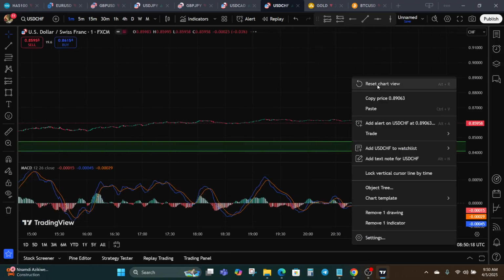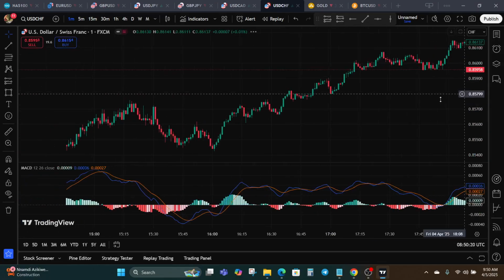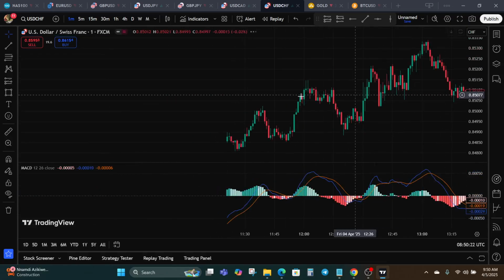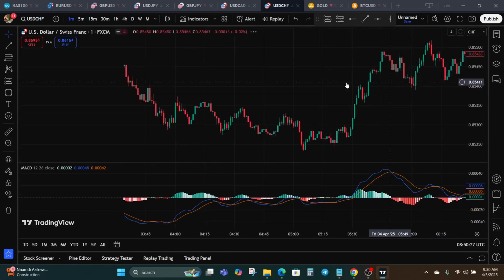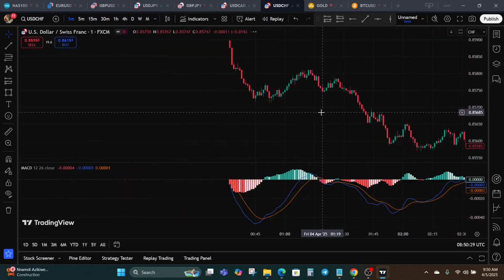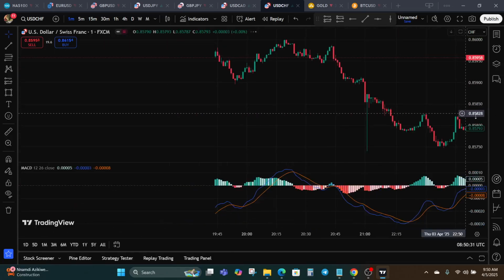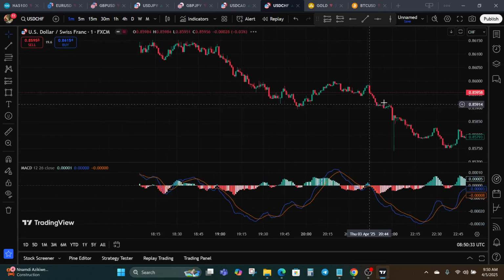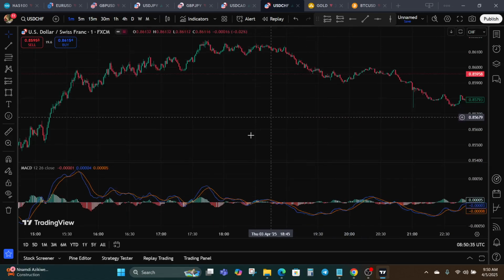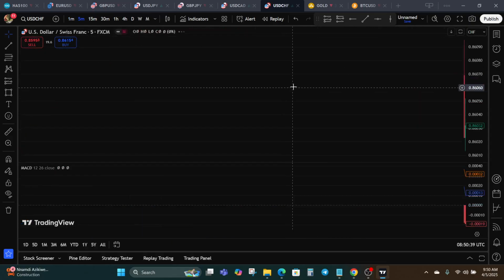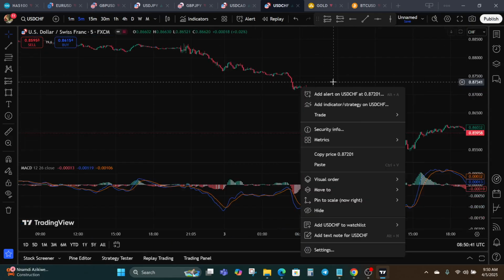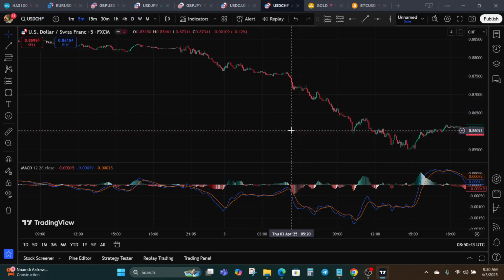So if you have price being rejected from a support zone and you're looking for buy entries, that even gives more validity to that signal. It gives more confidence to take that trade. Now for a sell setup, you should have the MACD line crossing below the signal line.